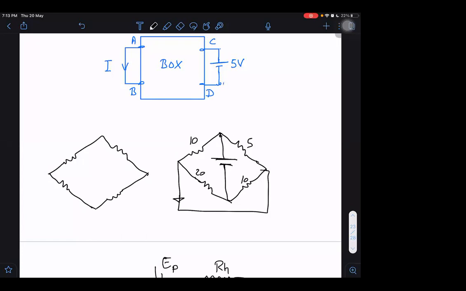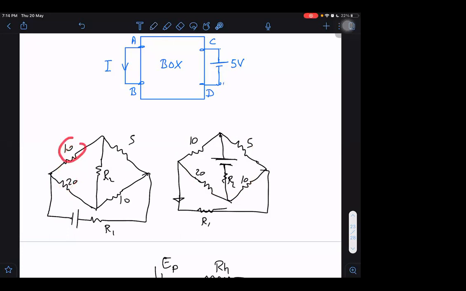Or maybe I can give some resistances also if you want. It may be some more resistance R1 here and R2 here. It is a balanced bridge: 10, 20, 5, 10. This is definitely 10 is to 20, and this 5 is to 10. It is balanced.